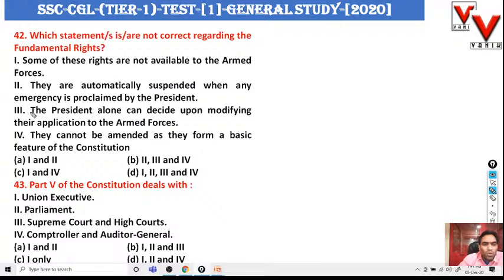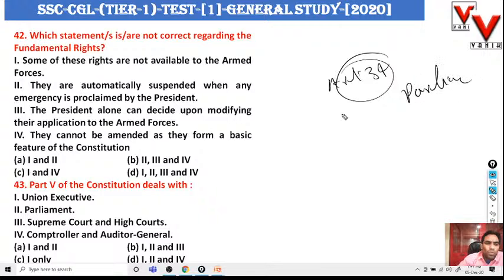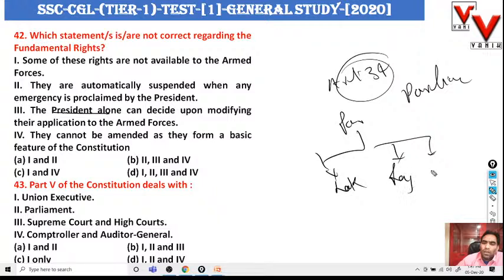Regarding the third statement, Article 35 says that Parliament can regulate and modify the application of fundamental rights for the armed forces. So it is Parliament, not the president alone. Parliament consists of Lok Sabha, Rajya Sabha, and the president. So it is not only the president.